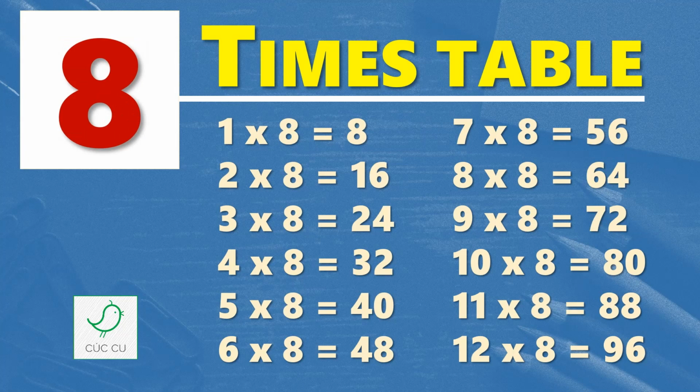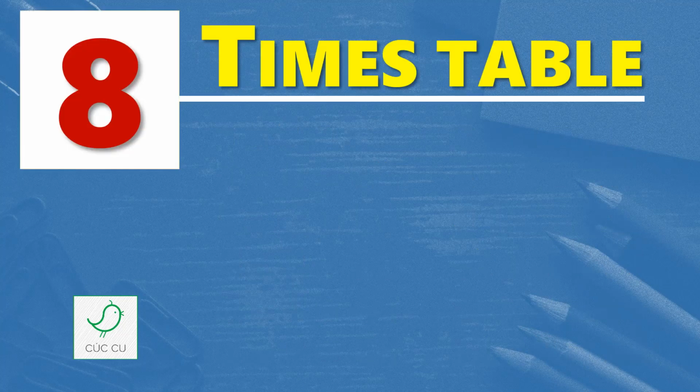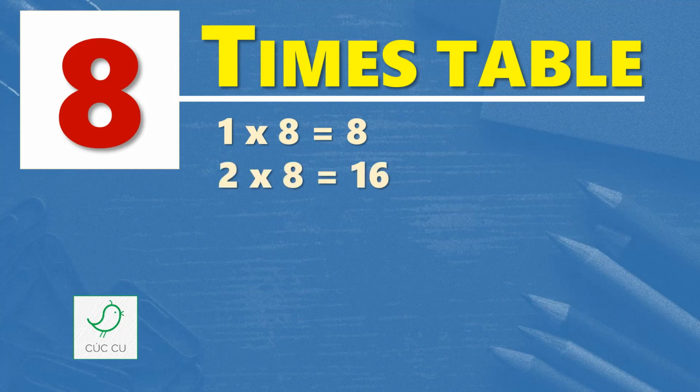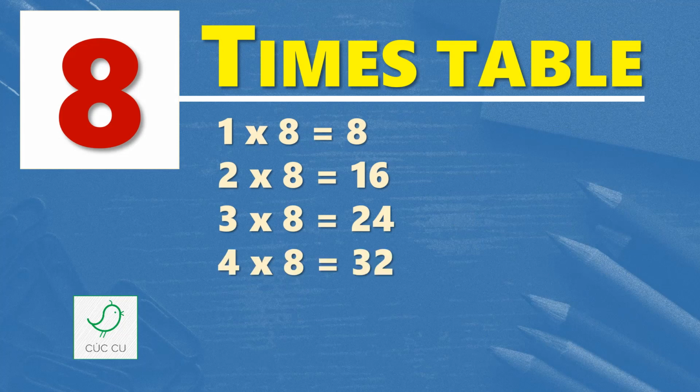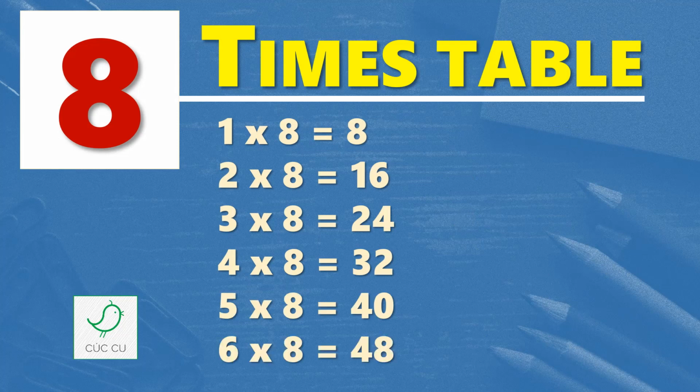Multiplication table of 8. 8 times table. 1 times 8 is 8. 2 times 8 is 16. 3 times 8 is 24. 4 times 8 is 32. 5 times 8 is 40. 6 times 8 is 48.